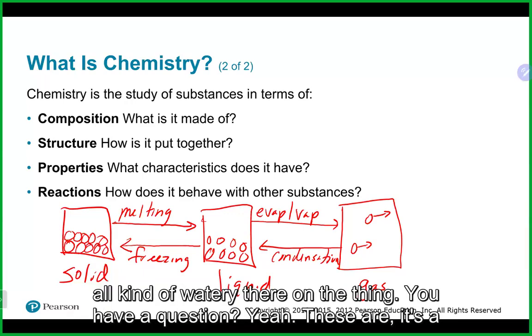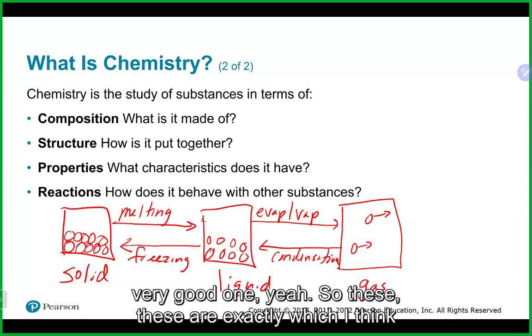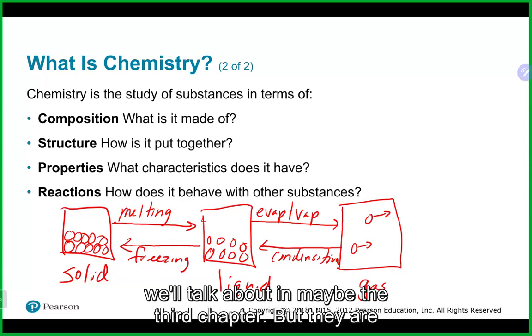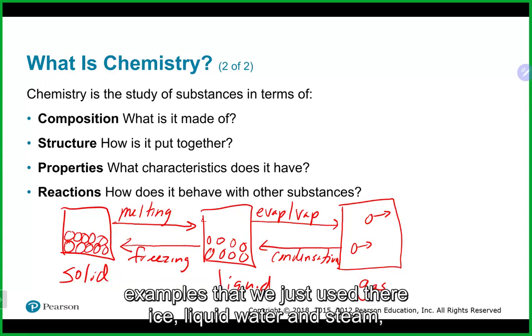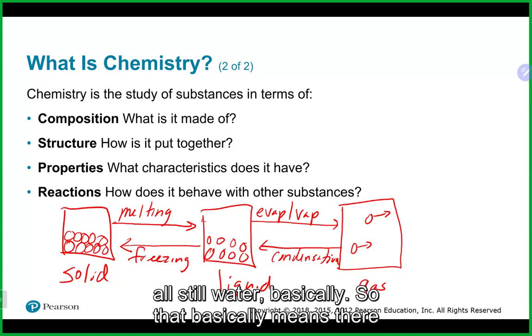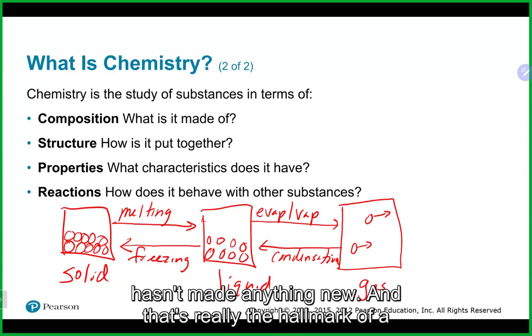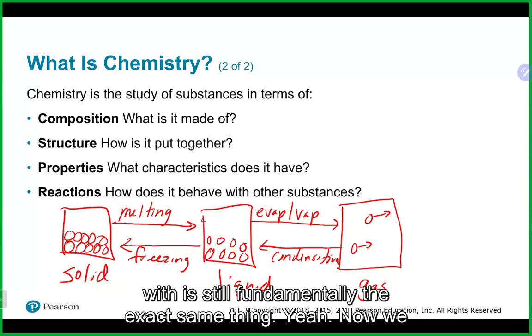Is there a question? Yeah. That's a very good one. So these are exactly which I think we'll talk about in maybe the third chapter, but they are definitely physical changes. And that's because the three examples that we just used there, ice, liquid water, and steam, they are all still fundamentally H2O. They're all still water, basically. So that basically means there hasn't been anything new made. And that's really the hallmark of a physical change. Basically, what you start with and what you end with is still fundamentally the exact same thing.